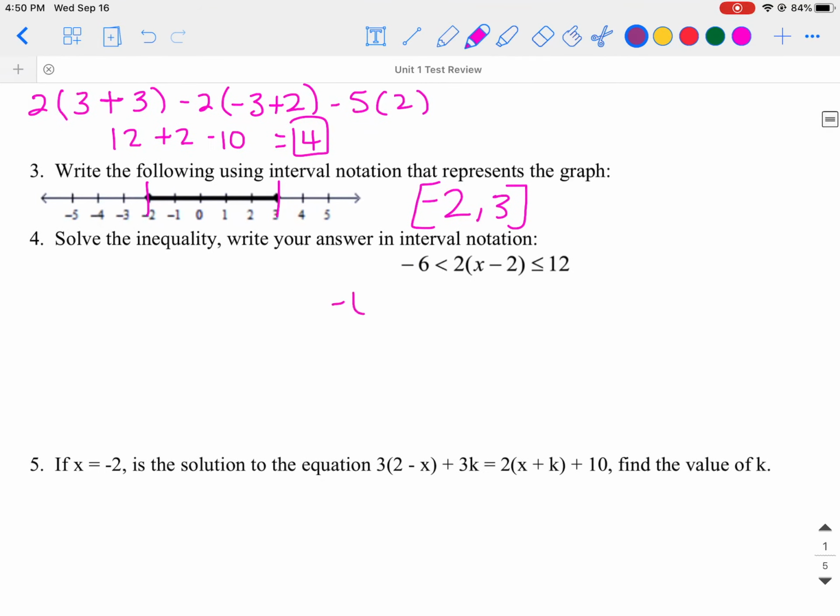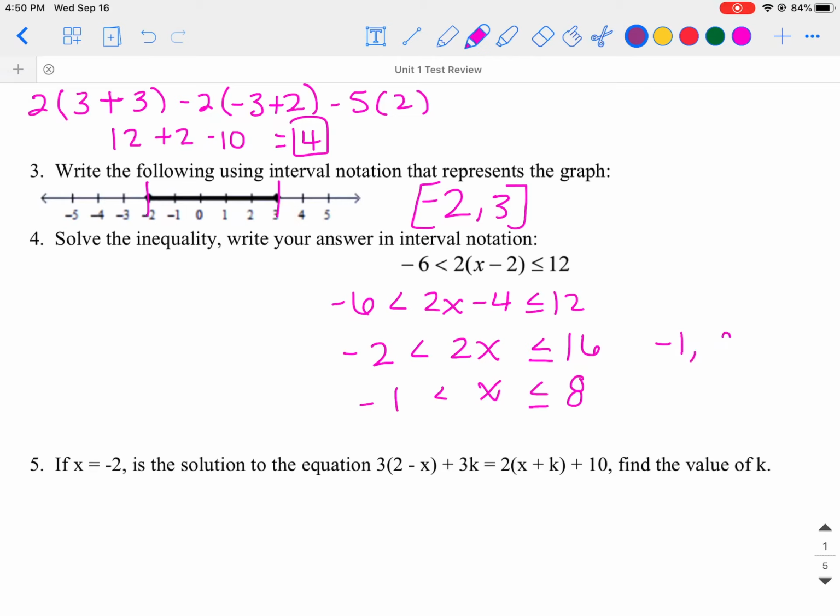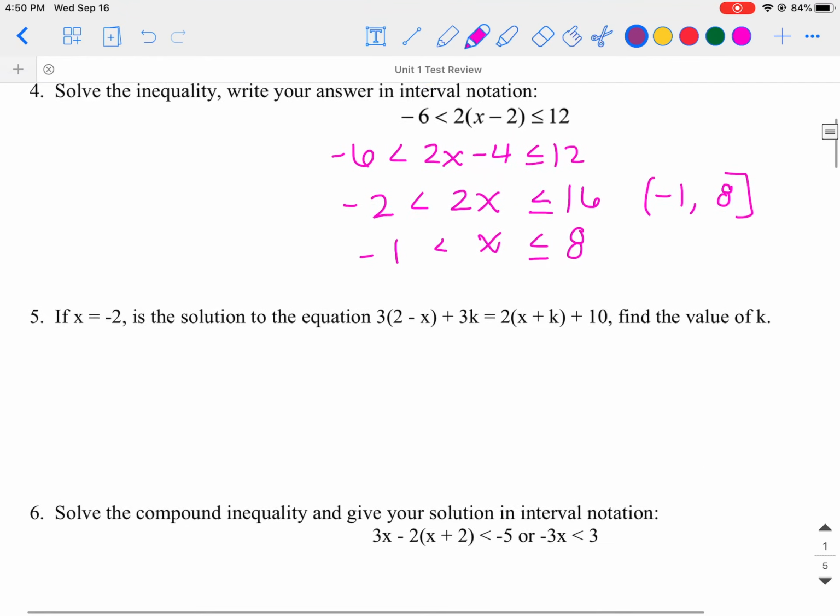So first we need to distribute in the middle. So we have 2x minus 4. Then we add 4 on both ends and get negative 2 on the left side, 16 on the right side. Divide everything by 2, leaves us with negative 1, x, and 8. So our interval would be negative 1 to 8. The negative 1 gets a parenthesis because it does not have the equal to, but the 8 gets a bracket because it does have equal to.